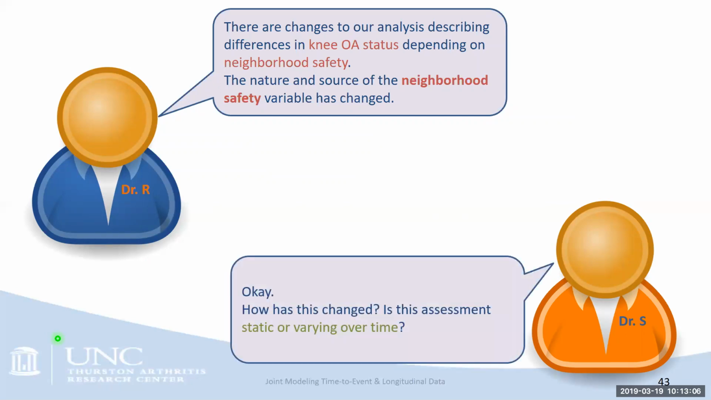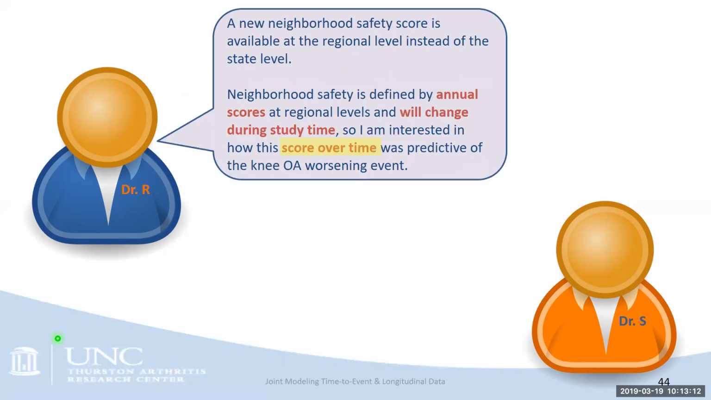So again, we would be interested in whether this variable is now static, or whether it is now varying over time. And we learned that it has changed. This score is maybe now available at the regional level instead of the state level. In other words, what we care about is that it is now an annual score, and it will change during the course of the time. And most importantly, the researcher is interested in how this score over time is predictive of an EOA worsening event.